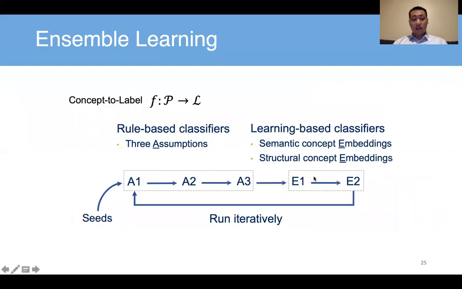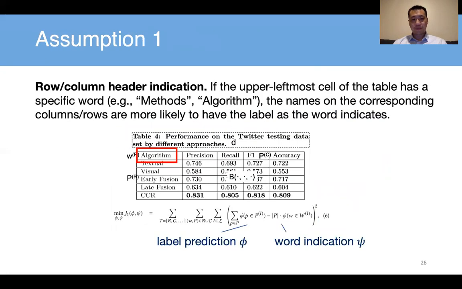We propose to do ensemble learning. That is, we will leverage two kinds of methodologies. One is rules. We propose 3 rules, which we'll talk about later, based on 3 assumptions. The other uses embeddings and representations in learned classification models. Then we run it iteratively, using some seeds, to find the performance and to improve performance.